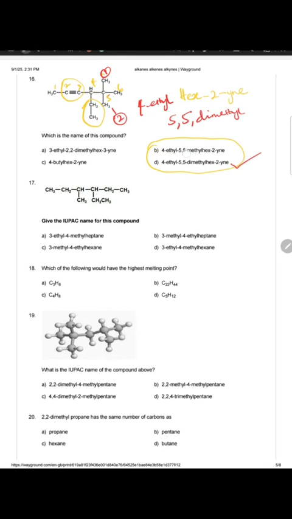Now, this one doesn't have di in it, so that is why this is wrong. So the correct name is 4-ethyl 5,5-dimethyl hex-2-yne.